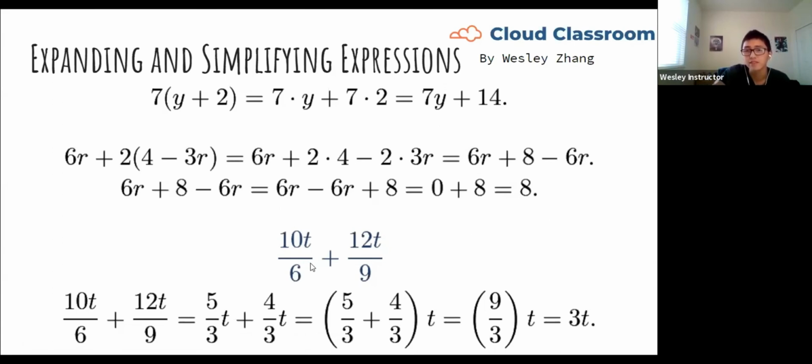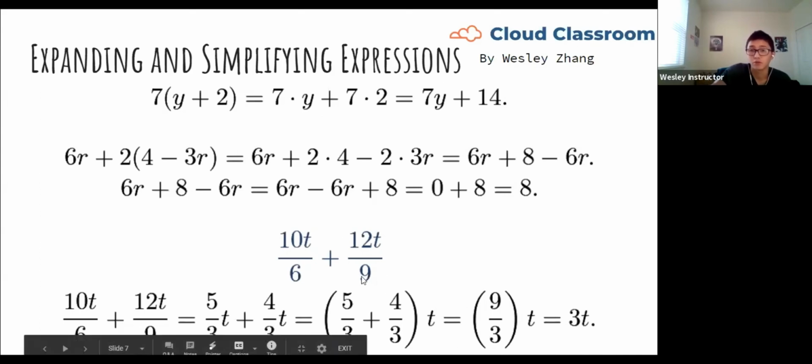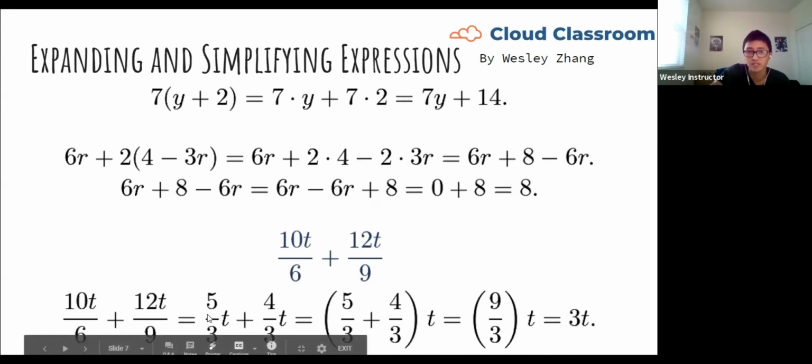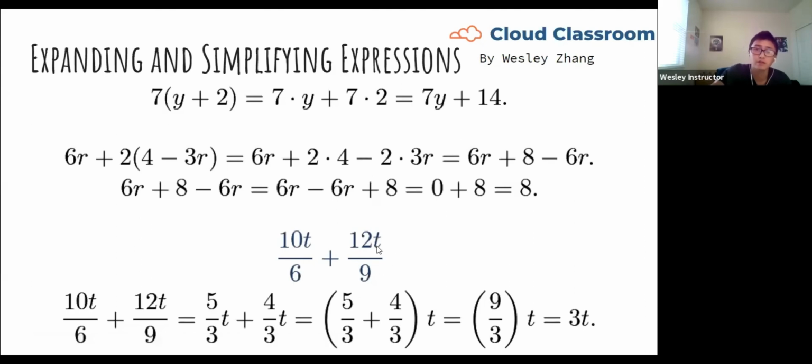All right, 10t over 6 plus 12t over 9. We have fractions, so we want to simplify these first because we can, to make it easier. For 10 over 6, we can take out a 2 from both the numerator and the denominator. 10 divided by 2 is 5, 6 divided by 2 is 3, so this becomes 5t over 3. And we can take out a 3 from 12 over 9, and that becomes 4t over 3.